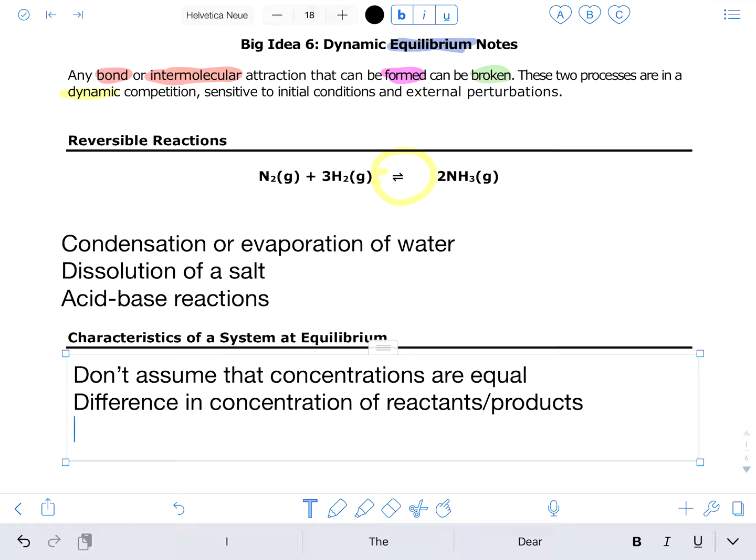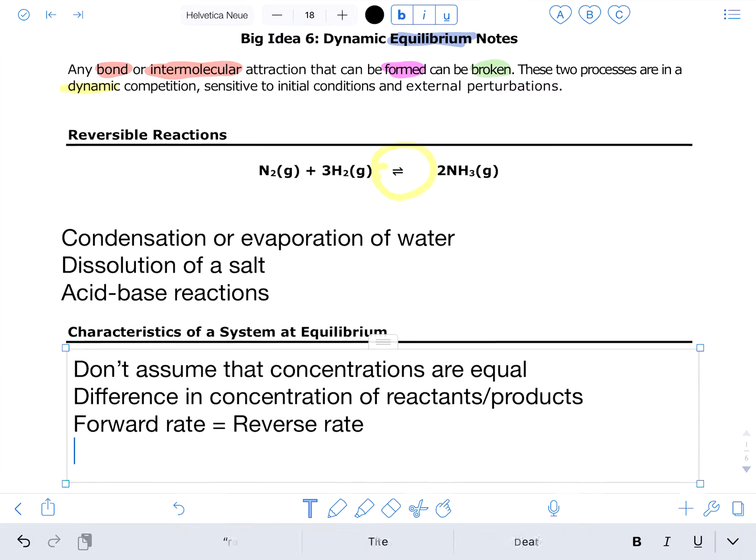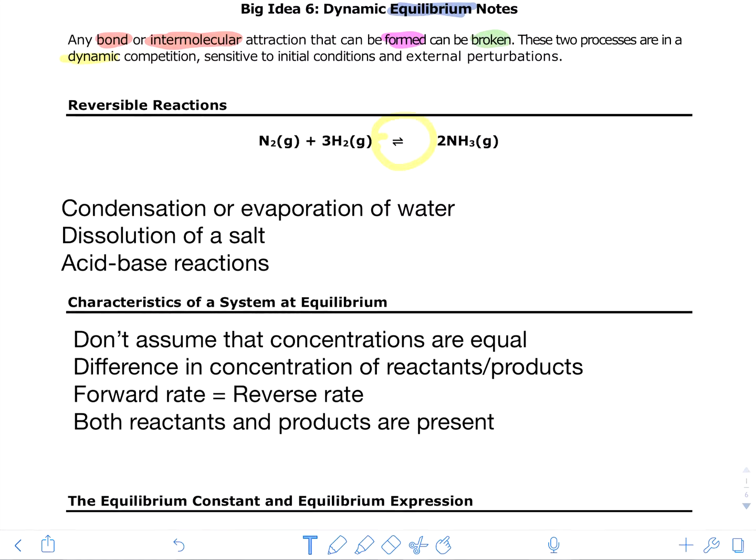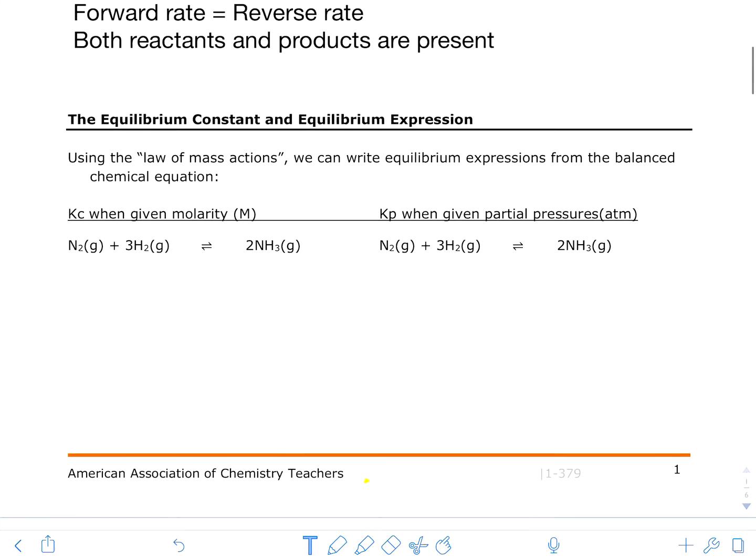Now, with equilibrium, the forward rate, so going from left to right, is equal to the reverse rate, going from right to left. And the other thing that we want to be aware of is that both reactants and products are present. You're going to see that in some reactions you start off with just a reactant and then eventually you create a product, but there's always going to be some reactant and some product in the expressions, and we'll talk about that next here.